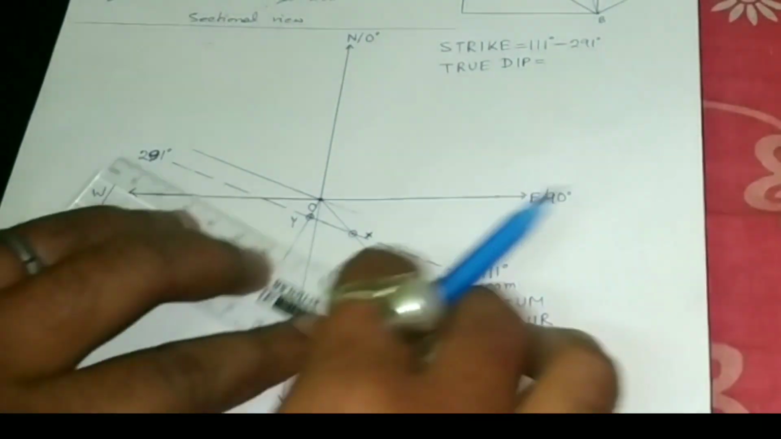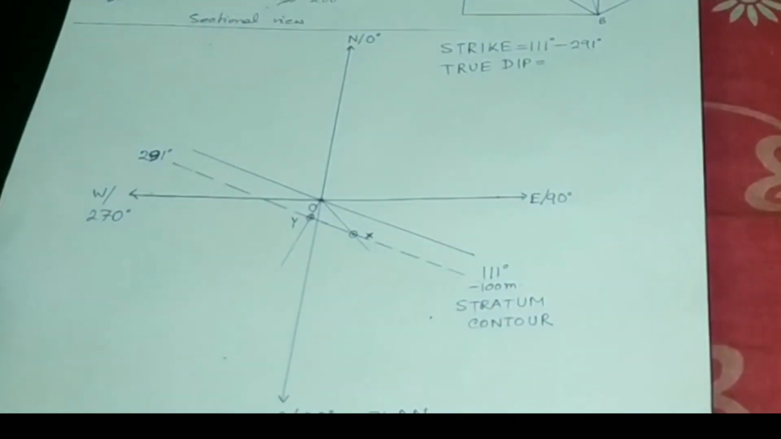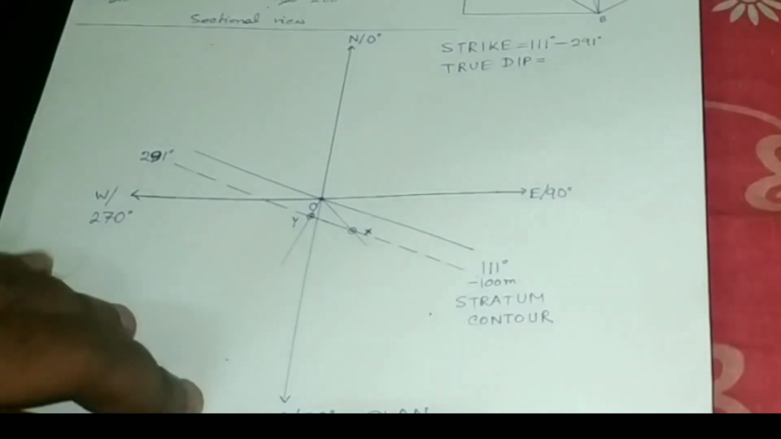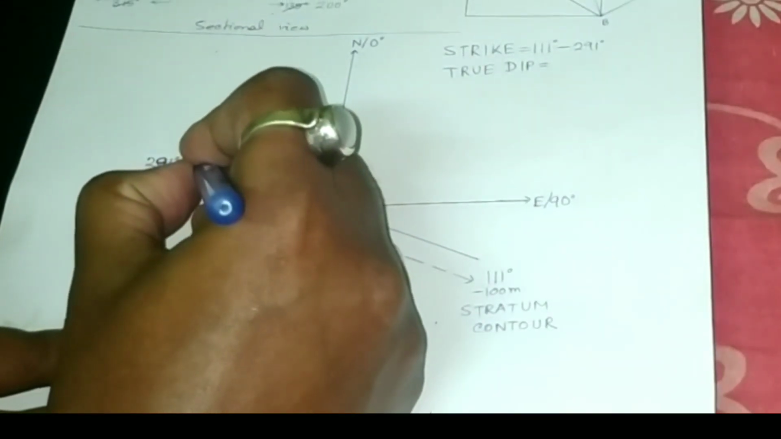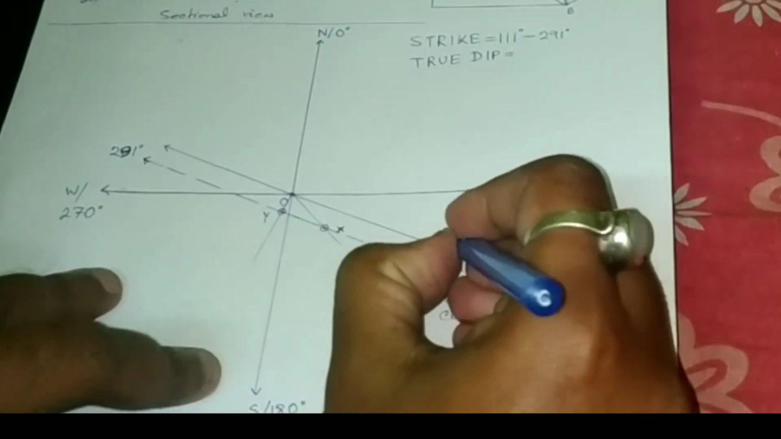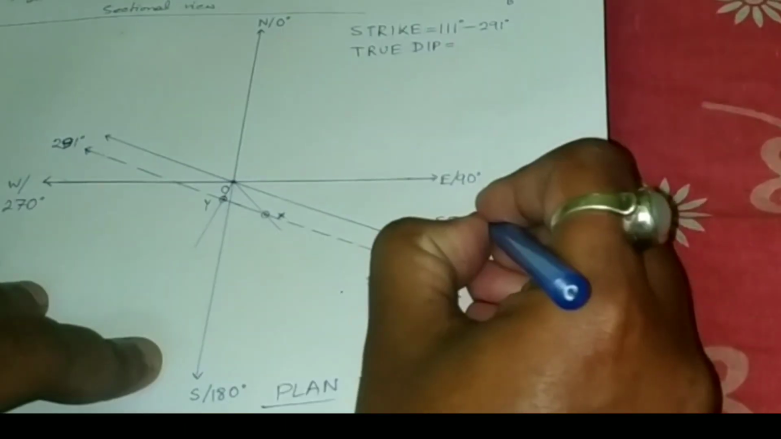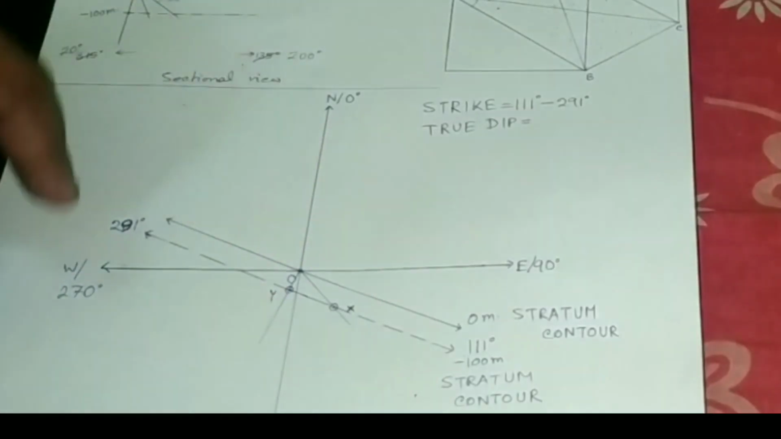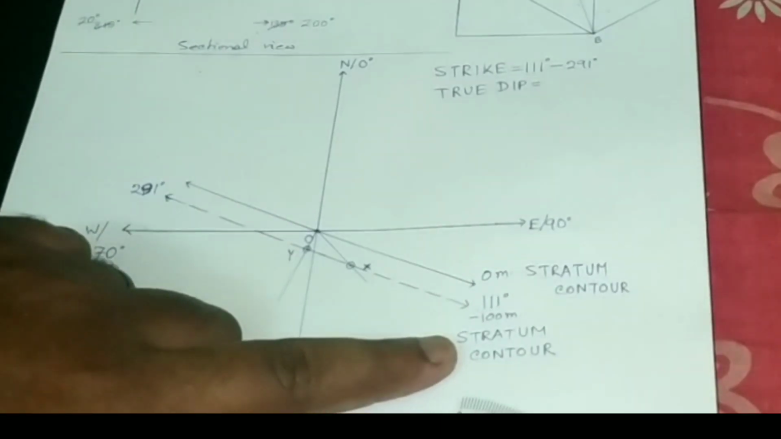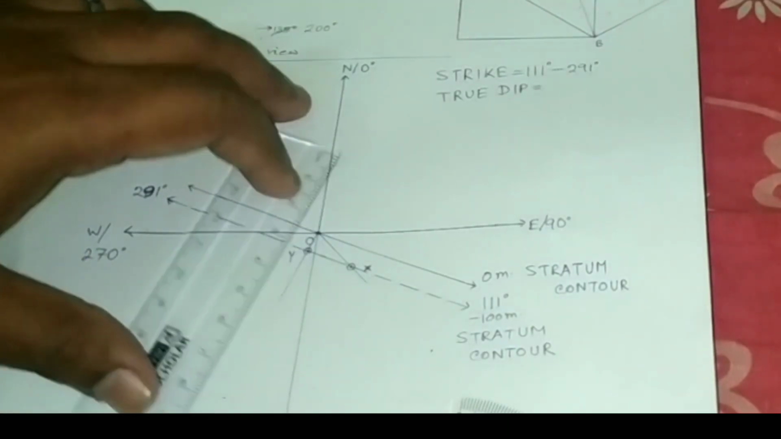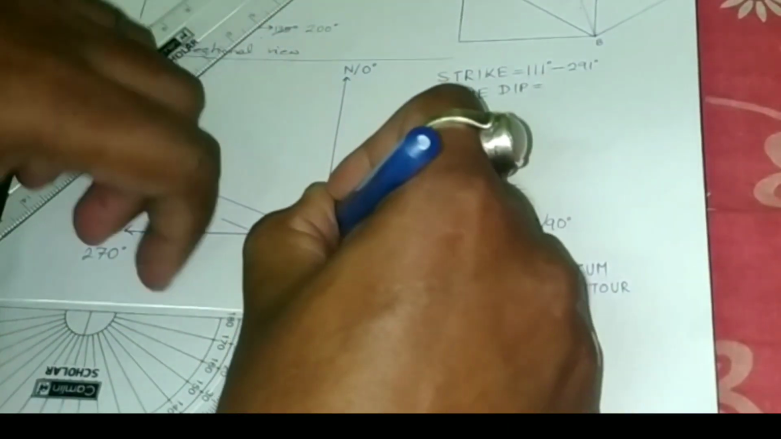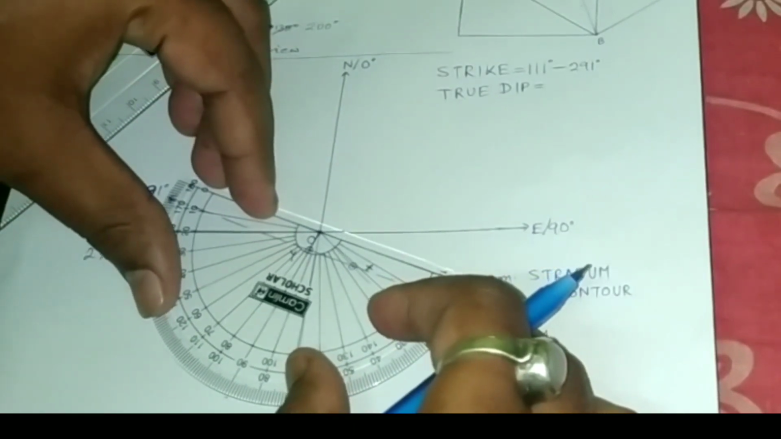And here this is the 0 meter stratum contour running through O. Since the strike line is infinitely extending practically, we have to put an arrow, and this is the 0 meter stratum contour, and this is the minus 100 meter stratum contour. So perpendicular to this will be the true dip direction.